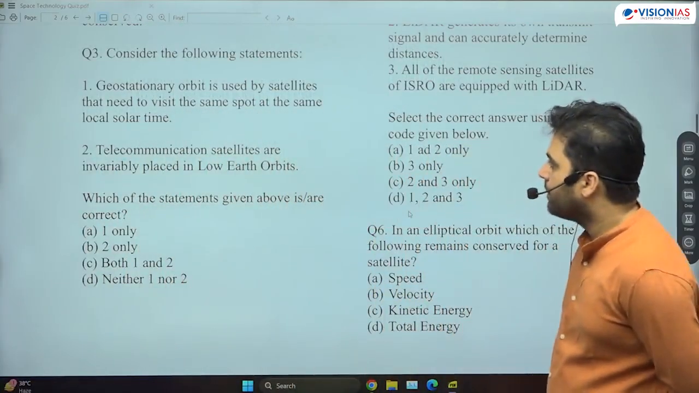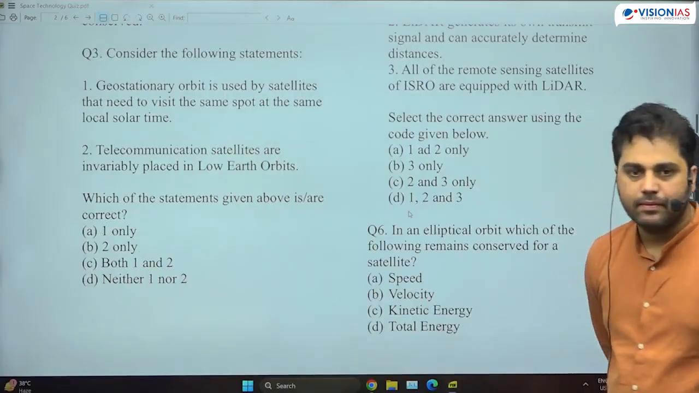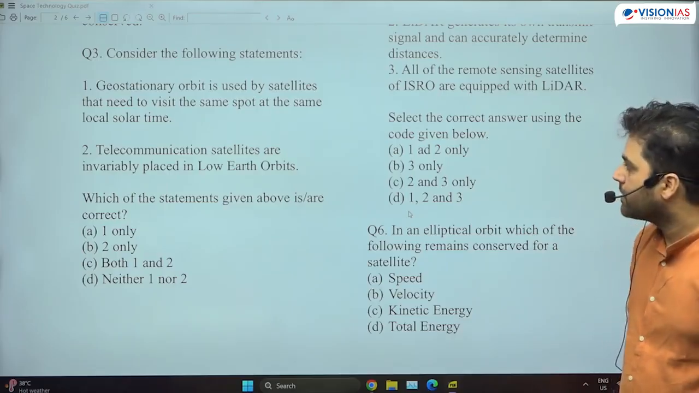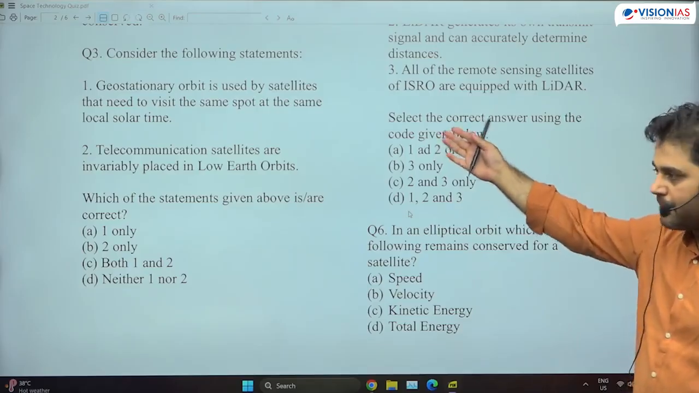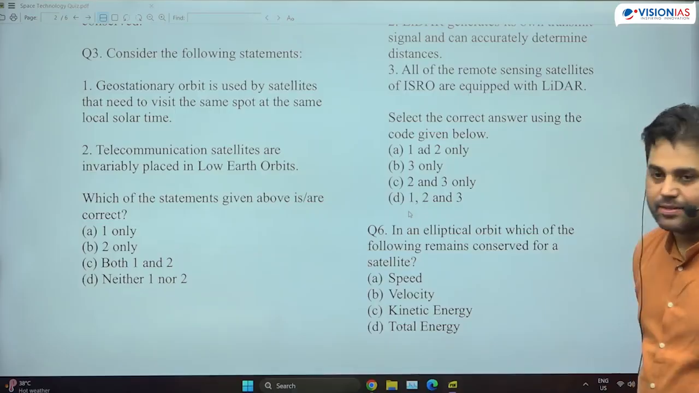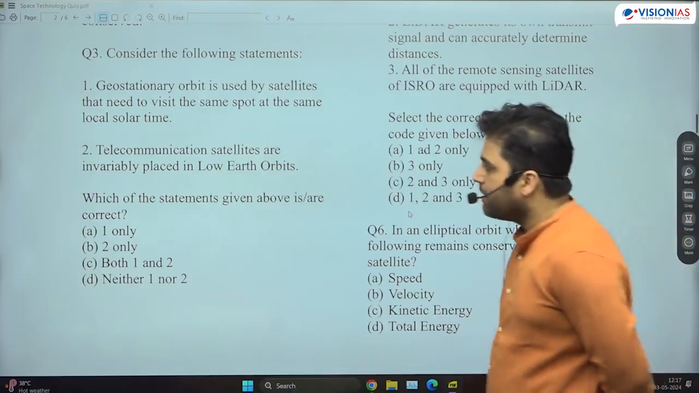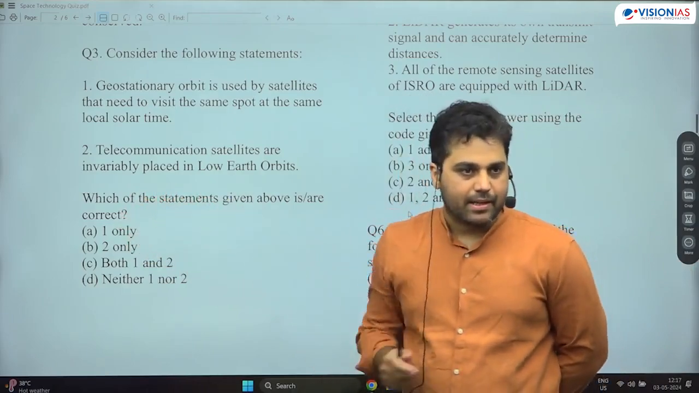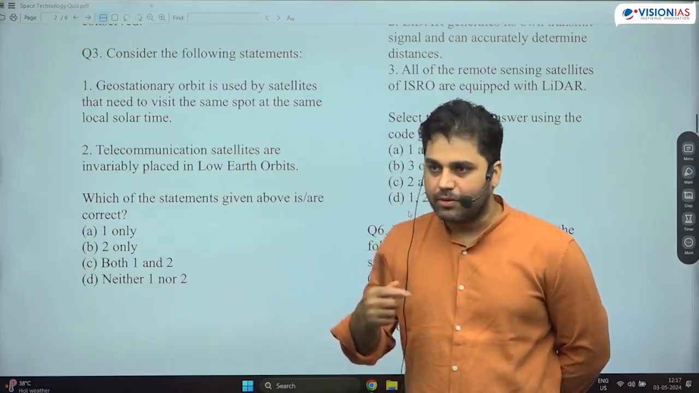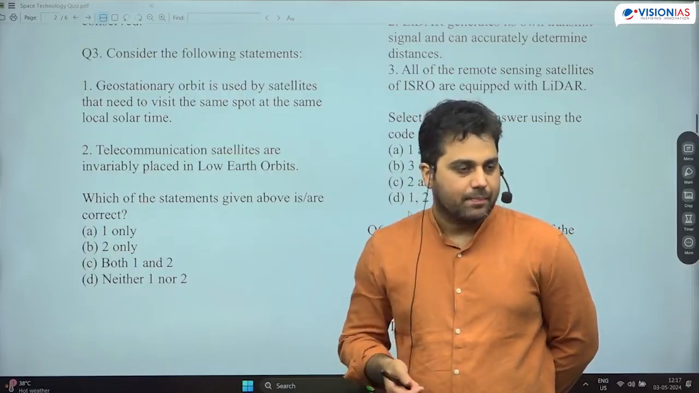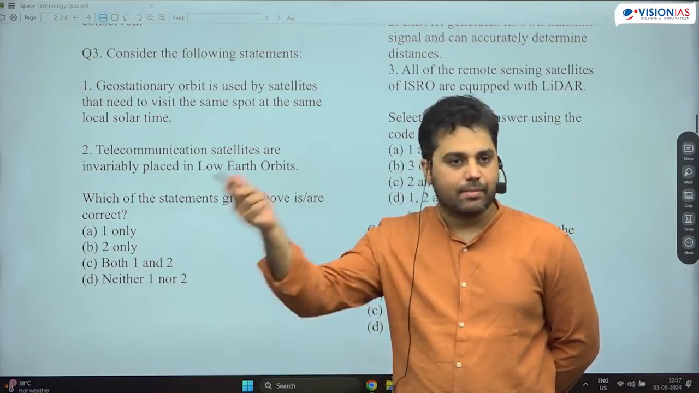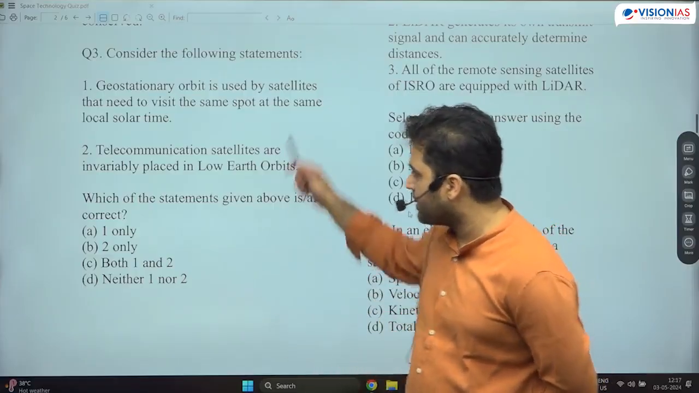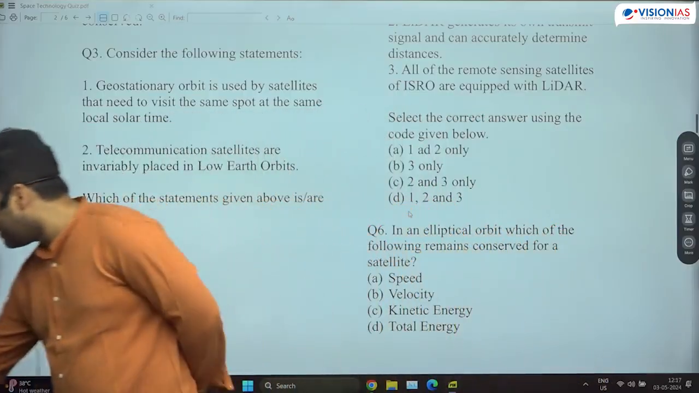Question number 3. What is the answer? Answer is D. Both of these statements are not correct. The first is description of sun synchronous orbit. Second is in any case not correct. Telecommunication satellites are invariably kept in geostationary orbit. That will also not be a 100% accurate statement. There will be some telecommunication satellites which can be kept into LEO. But generally they will be kept into geostationary, geosynchronous orbit. Both of these are not correct. Answer is D.